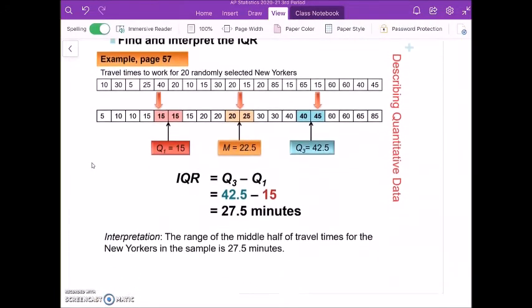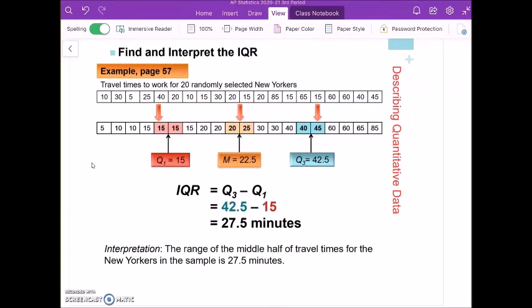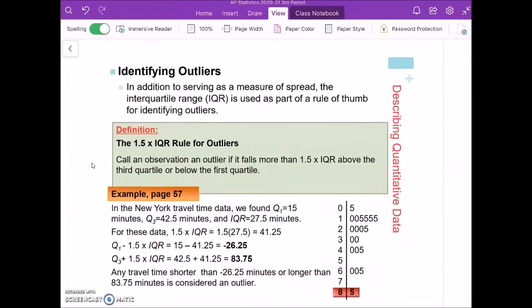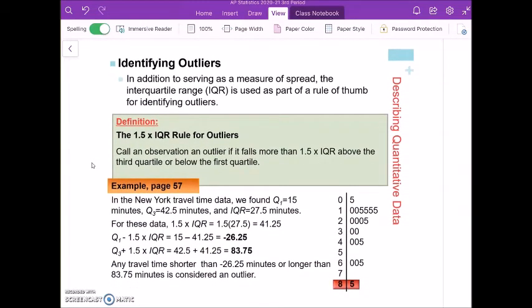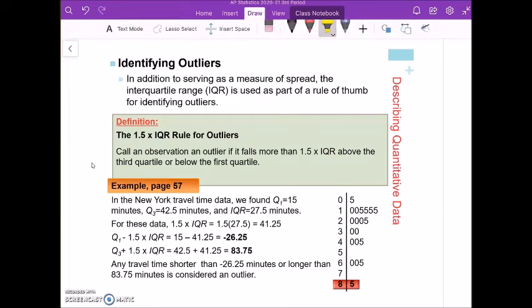Okay, and this is a good example of it. Again, you can look at page 57. I won't go into all the detail here, and we will also talk about how to do this on the calculator in the next lesson. So, outliers. We need to know what the IQR is in order to calculate outliers.